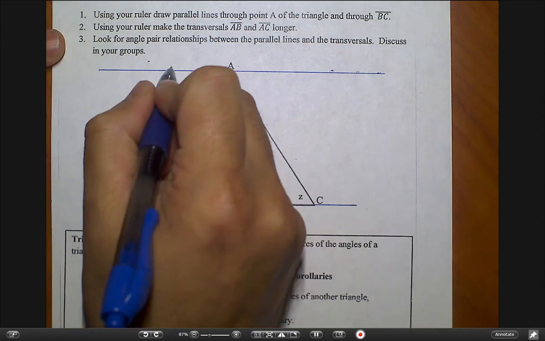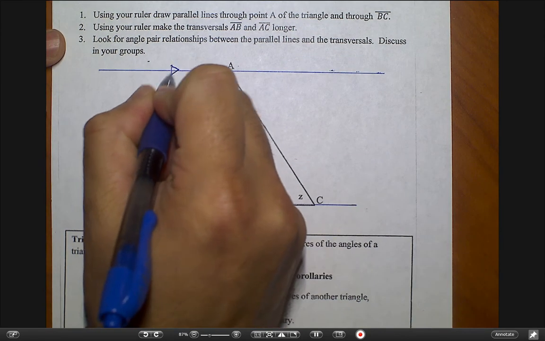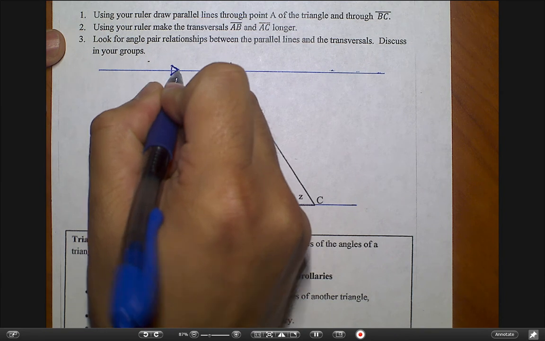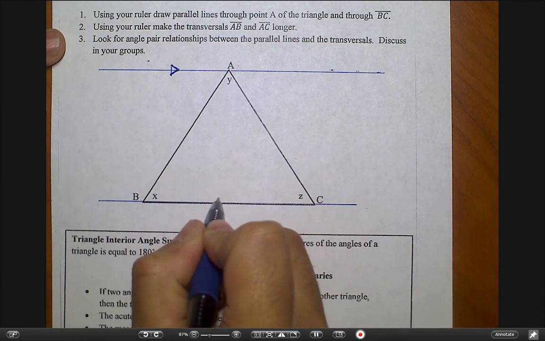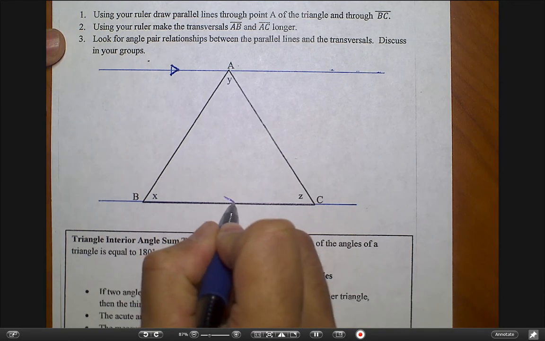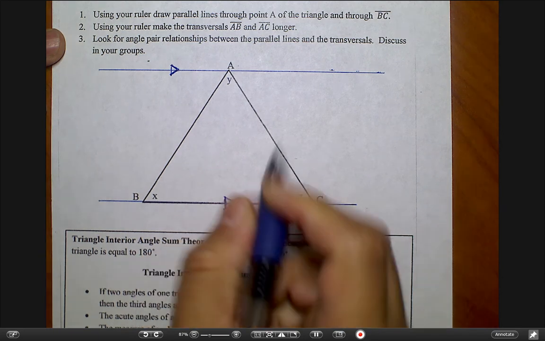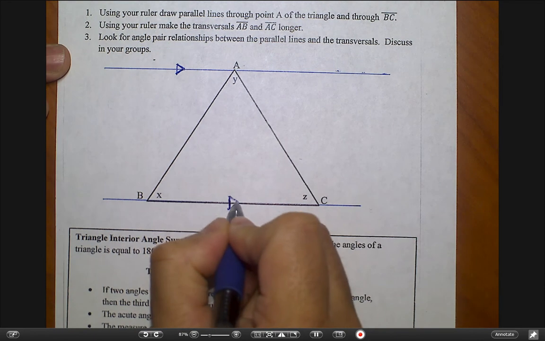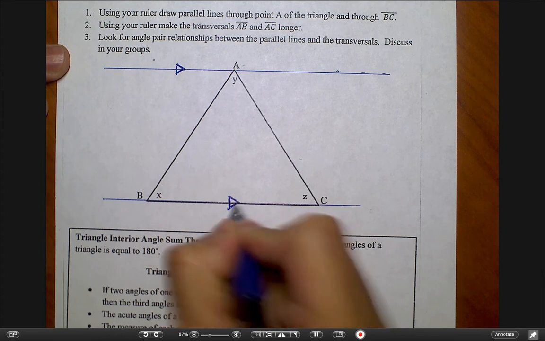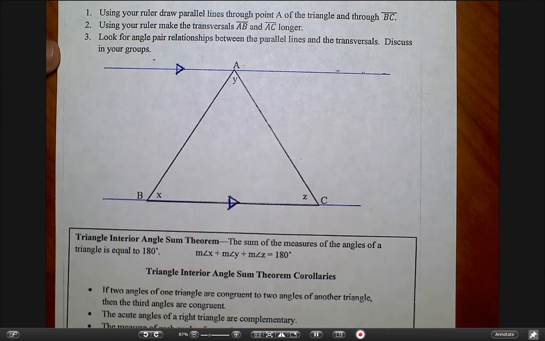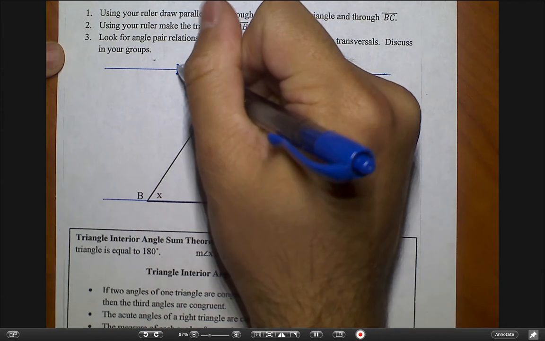So I'm going to put an arrow like this. This symbolizes that it is parallel, and I'm going to do one right here. So all of them that have one arrow like this will be parallel to each other. If it was two arrows, then all the ones with two arrows would be parallel to each other. So I have those.